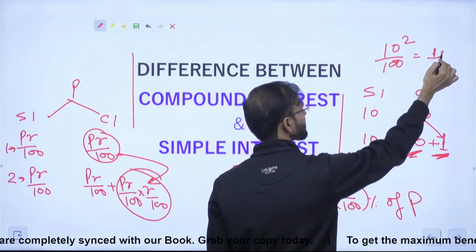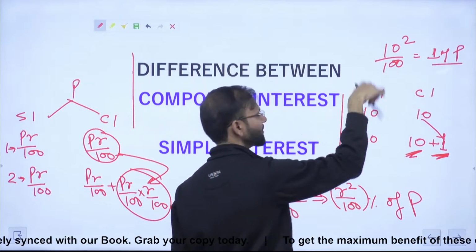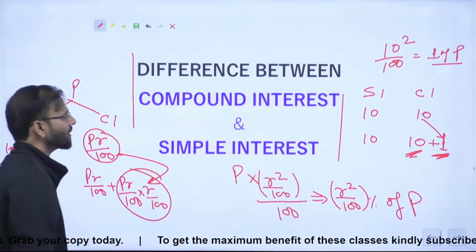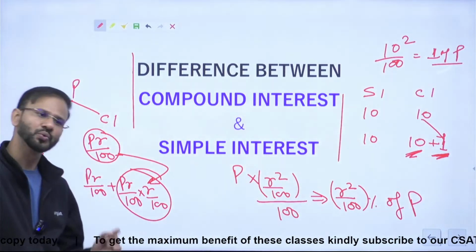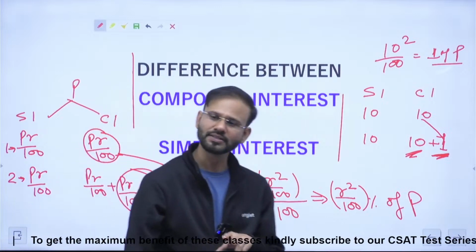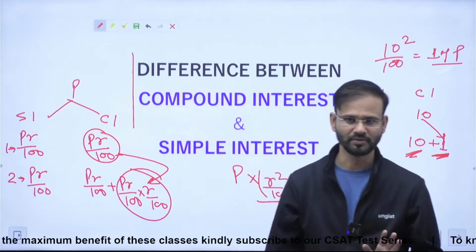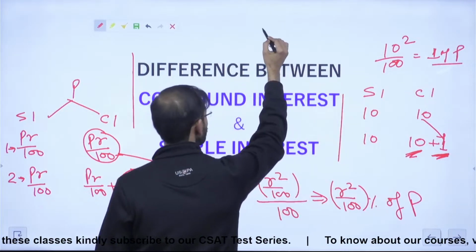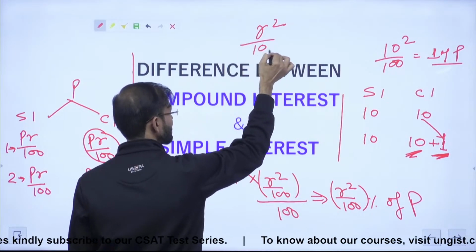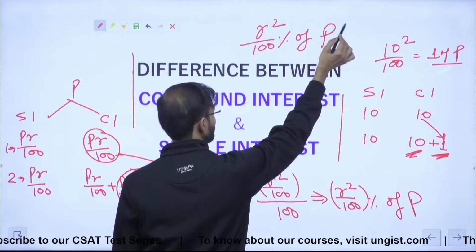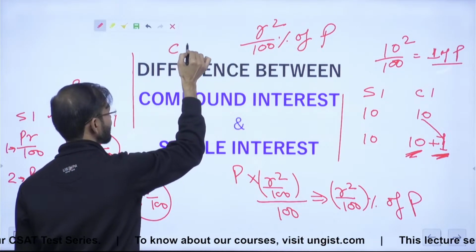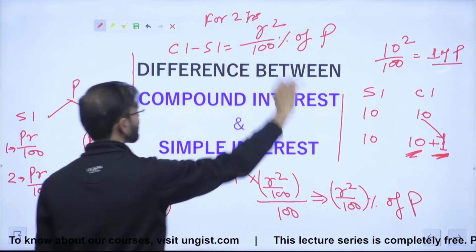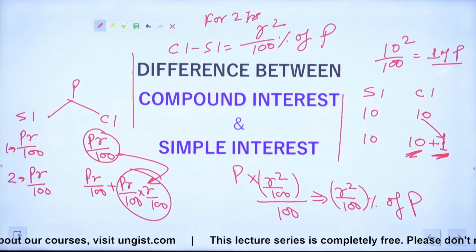So 1% of principal. Principal was 100, we have assumed in this question. Hope you remember it. Right? Guys, getting it? So for 2 years, difference between SI and CI is R² by 100% of the principal. बस ये होता है. Right? CI minus SI for 2 years. ओके एवरीवन, आप इतना नोट कर लीजिए बस. ठीक है, जल्दी से.